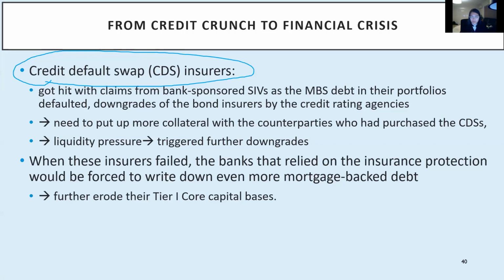So from the default of the credit default swap insurers, the banks that bought their credit default swaps started to have troubles as well, okay? Because they can no longer claim on this insurance. And that reduces the quality of their capital.